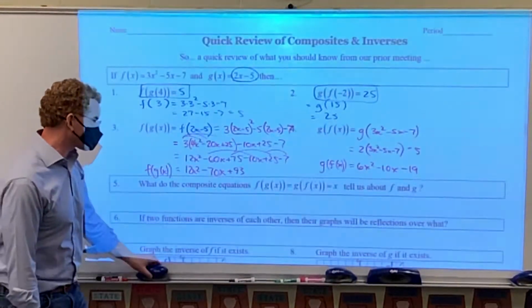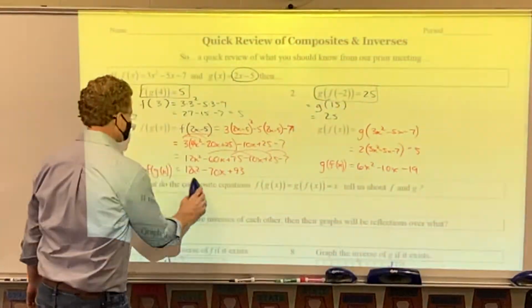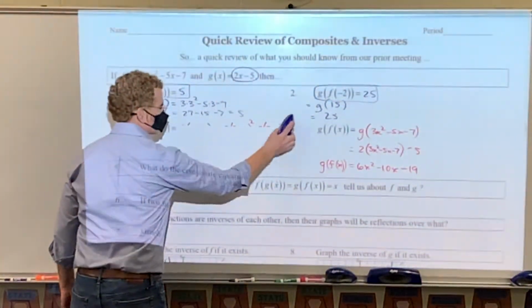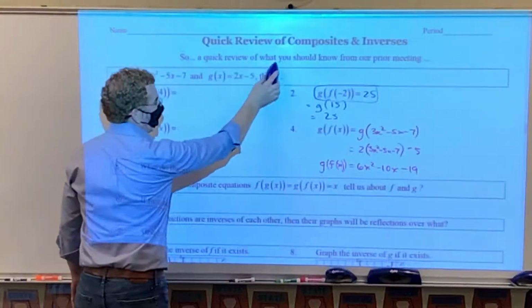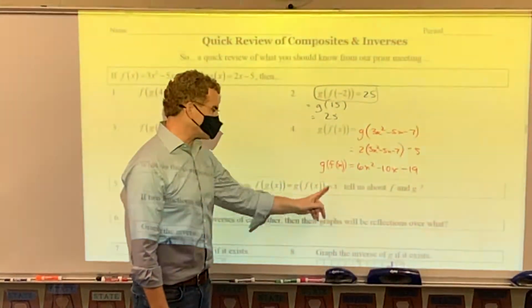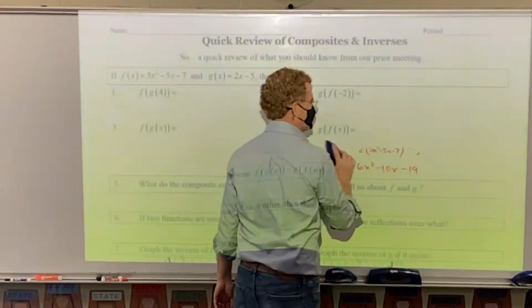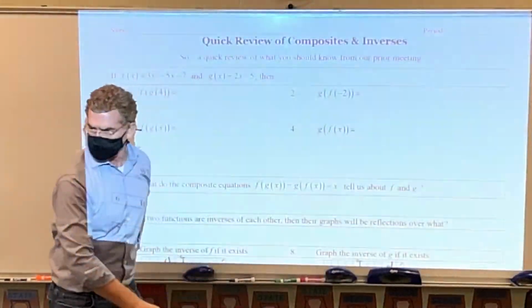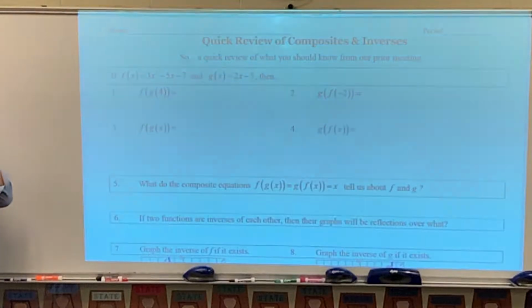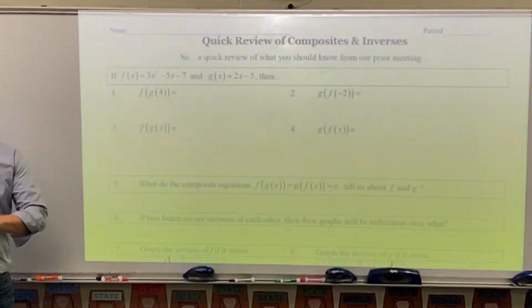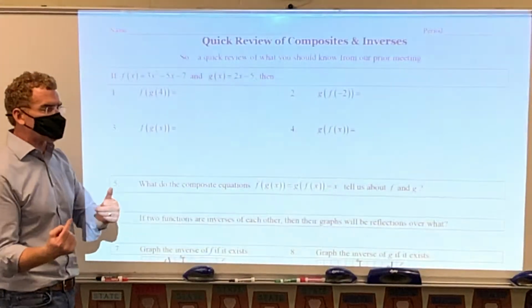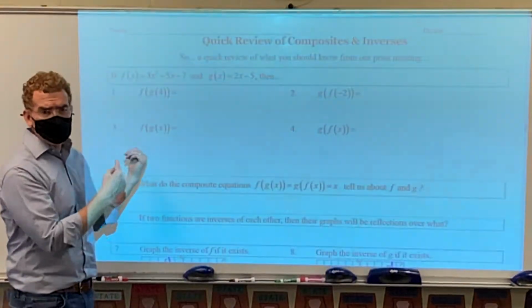Okay, what about this? What are the composite equations if f of g of x and g of f of x are equal, and they both give me x when I plug a number into them? What does that tell me about f and g? They're inverses of each other. And inverses have all those special relationships we talked about on Friday.